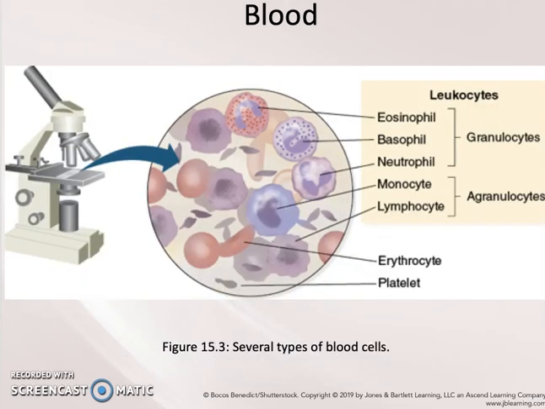When we take a look at the blood, there are lots of different types of cells in the blood. There are erythrocytes that you can see here. These are your red blood cells. And these erythrocytes, or red blood cells, carry oxygen to the body's tissues. There are also white blood cells, and you can see that there are many different types.